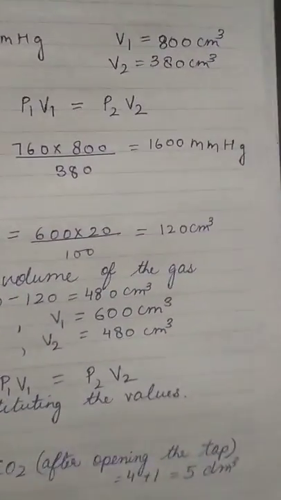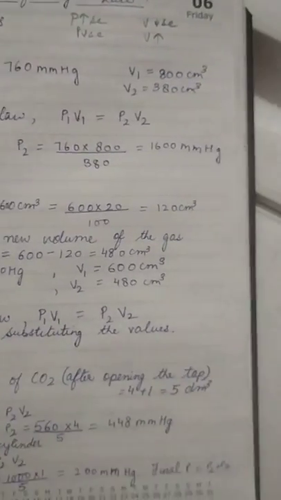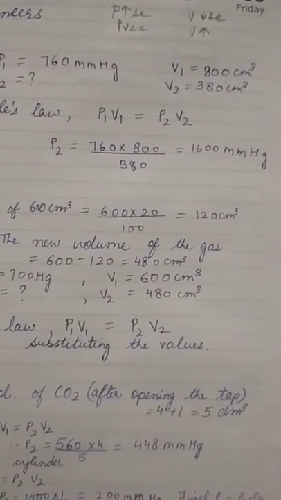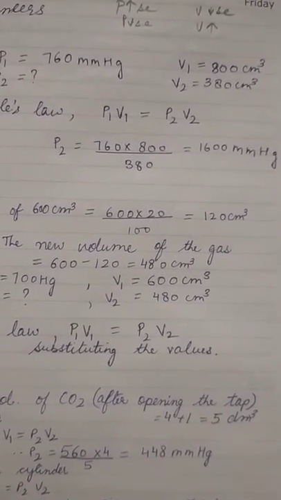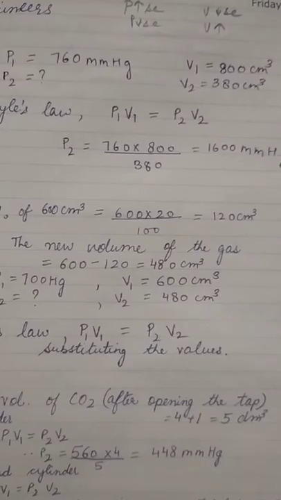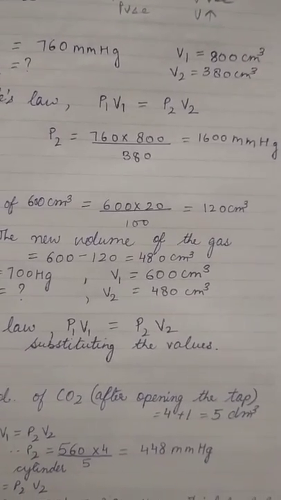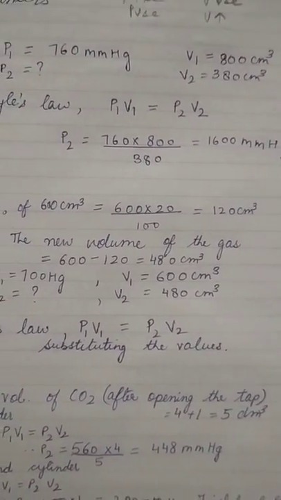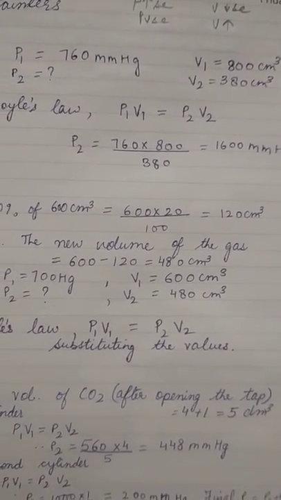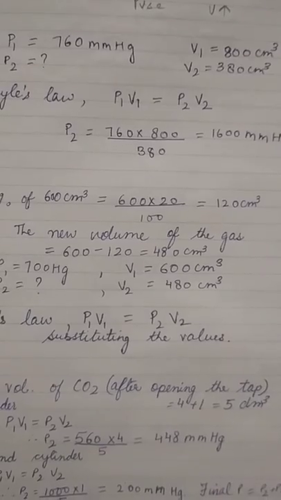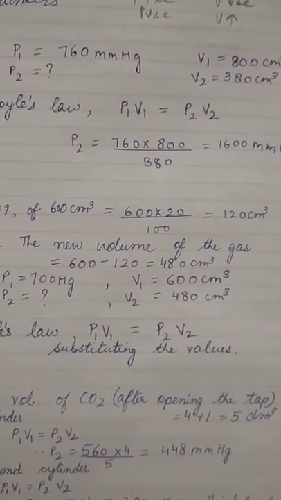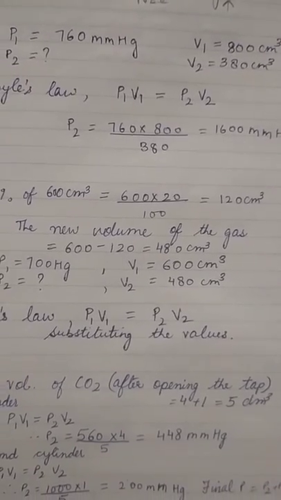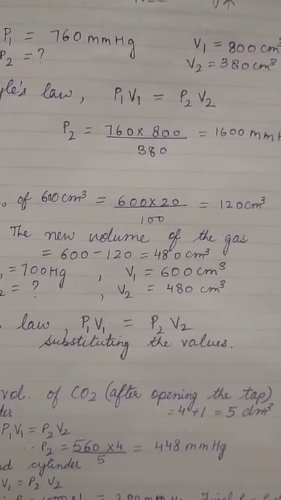So now the first numerical says a gas occupies 800 centimeter cube. It occupies means 800 centimeter cube is the volume under 760 mmHg pressure. So it is already given that this is the pressure, so this will be P1. Find under what pressure the gas will occupy 380 centimeter cube. That means we have to find out the pressure, and the final volume is 380 centimeter cube.